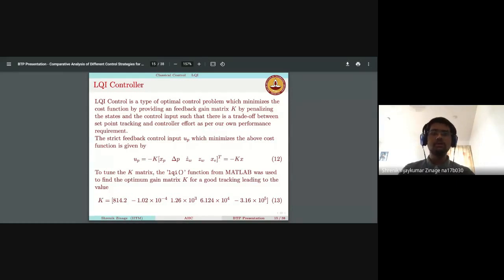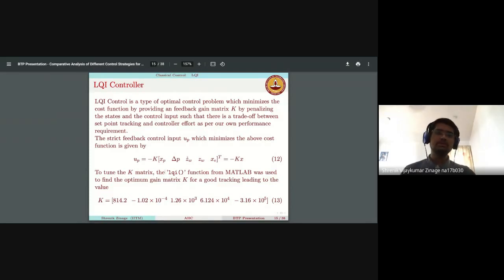And over here, the optimization takes place in a fixed window. So just say if you have a time history and we want to find an optimal gain matrix K such that this is minimized, it would be a global optimal solution and not a suboptimal solution, which is unlike in the case of an MPC. And the strict feedback control U, which minimizes the above cost function, is given by U is equal to minus KX. The K is something we need to find out.